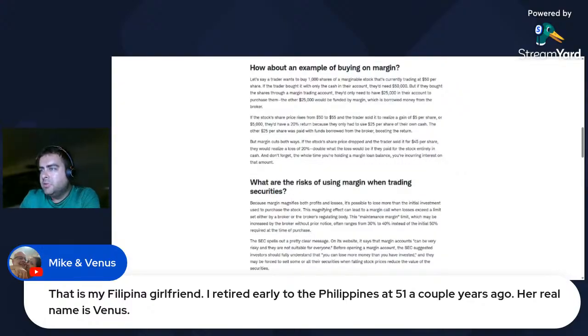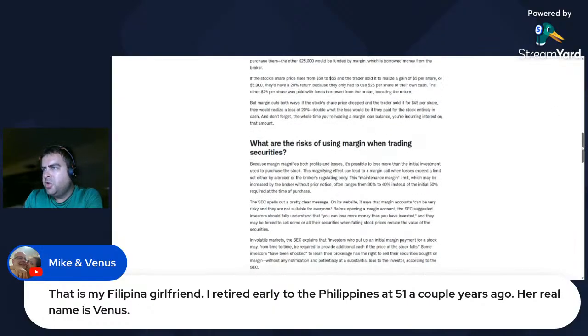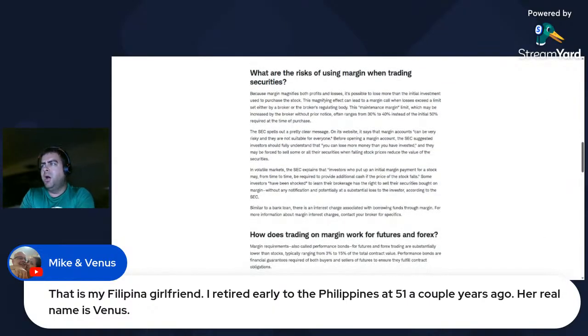All right, how about this one? The risks of using margin. Well, there's none. It's all pie and peaches and roses, right? Because margin magnifies both profits and losses, it's possible to lose more. This is important, folks. It's possible to lose more than the initial investment used to purchase the stock.